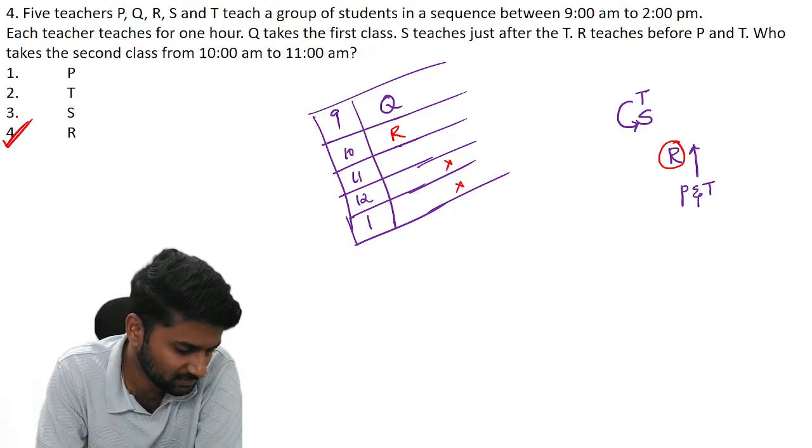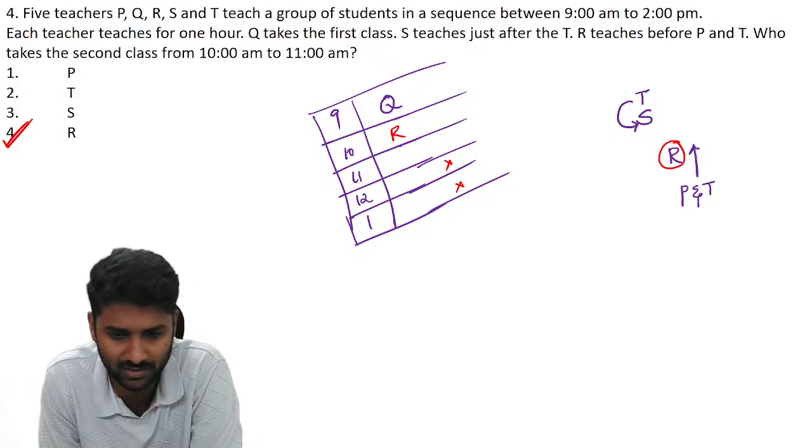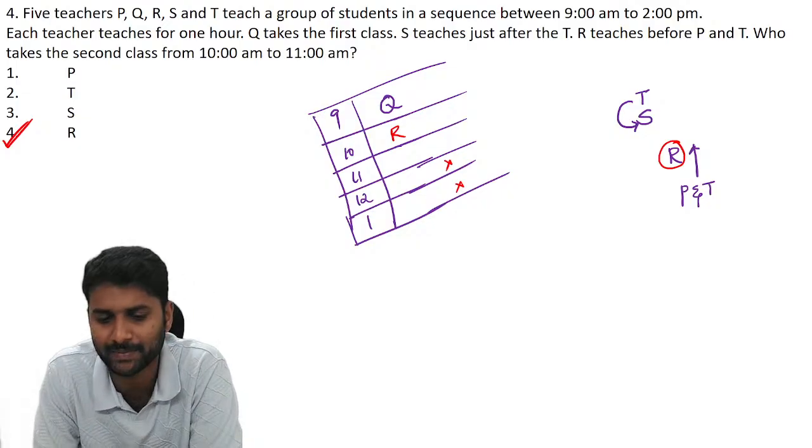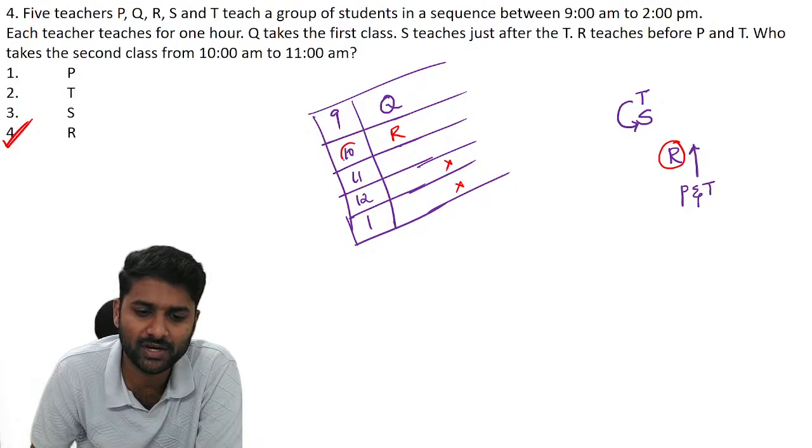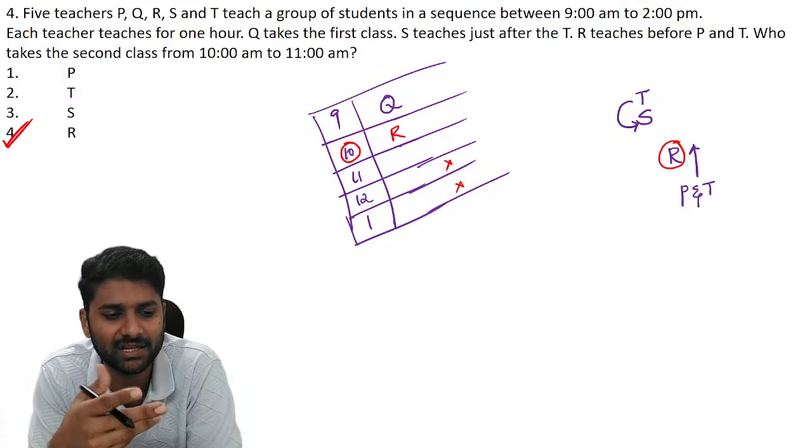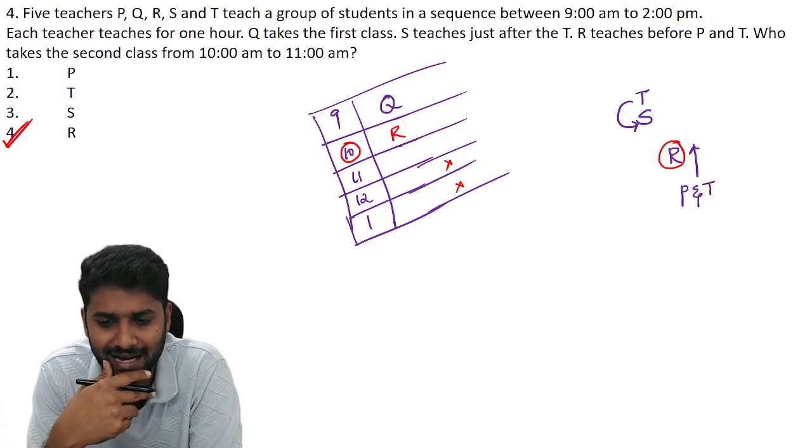Here the main thing is whether you are able to answer it or not. Don't focus on the complete puzzle. Focus on the question. We have to identify who takes the session at 10 o'clock. So we can conclude that it's R.